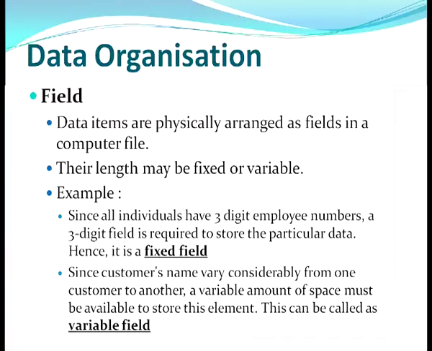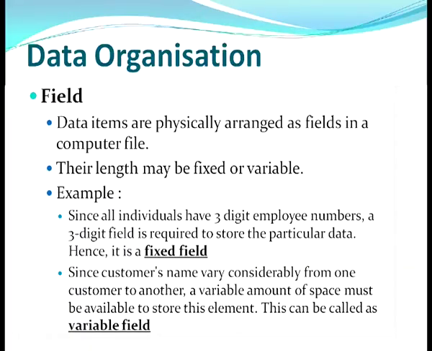On the other hand, say for example, name of the customer, name of the employee. No two employees may have the same number of characters in their name. They may be different. So, you will see that names of the employees will have different numbers of characters in each of the values. So, such a type of field is a variable field. So, you can have two types of fields in data organization, fixed and variable. You have to decide as per the data that you are storing whether you want to make the field fixed or variable.